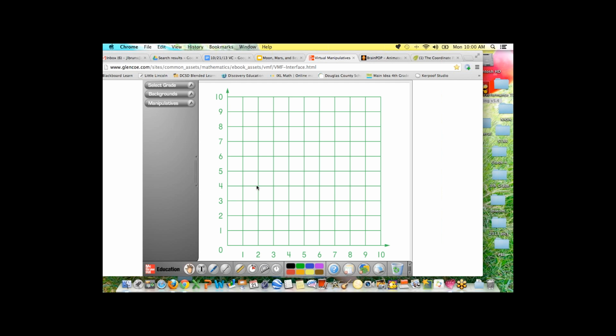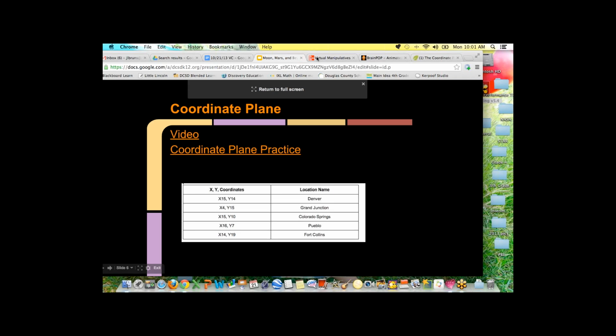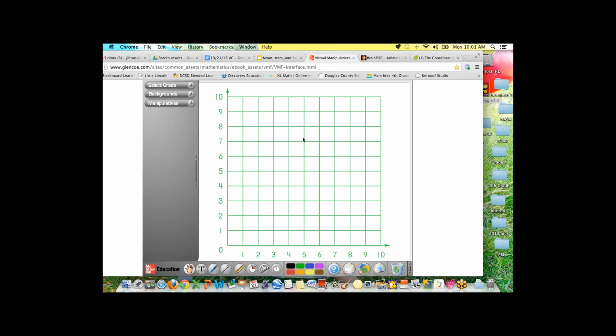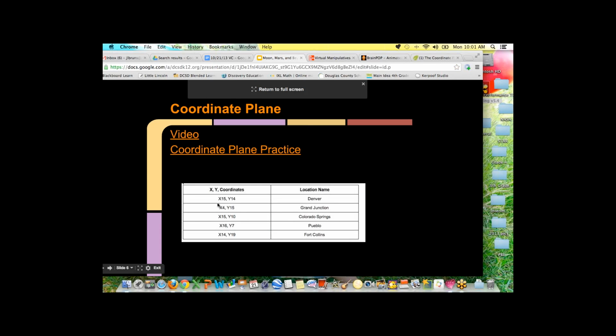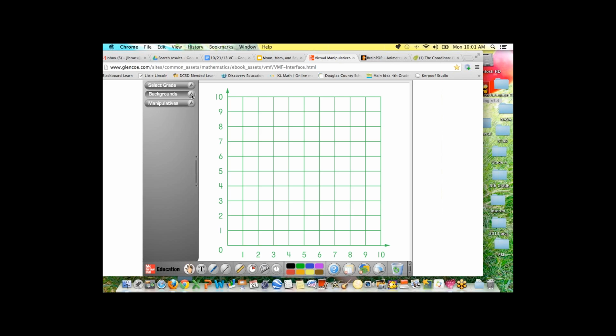So what we're looking at right here, guys, is just this first little section, okay? Now I have to go ahead and plot those points that I was looking at. I'm going to need a bigger one because it goes up to 15 and it goes up to 14. So let me find a bigger one.